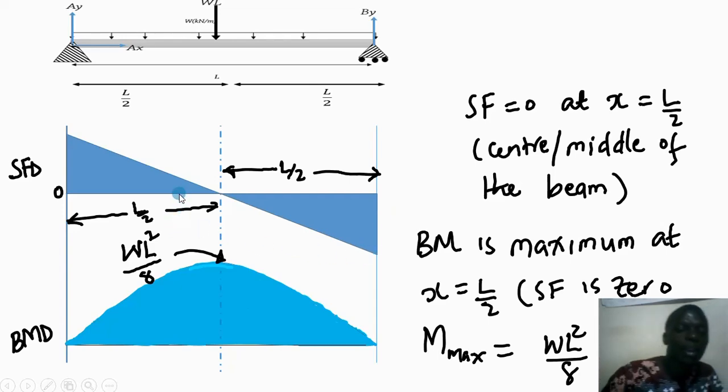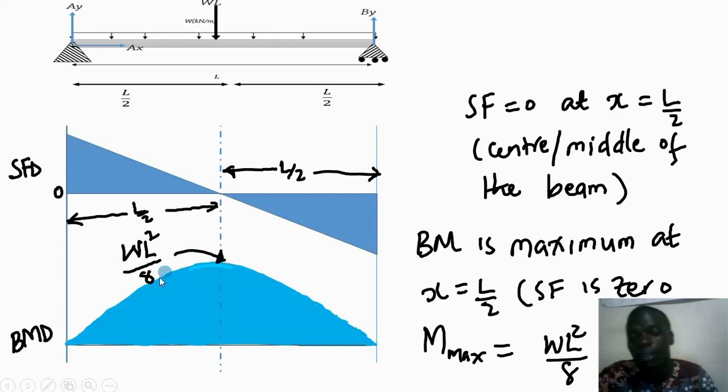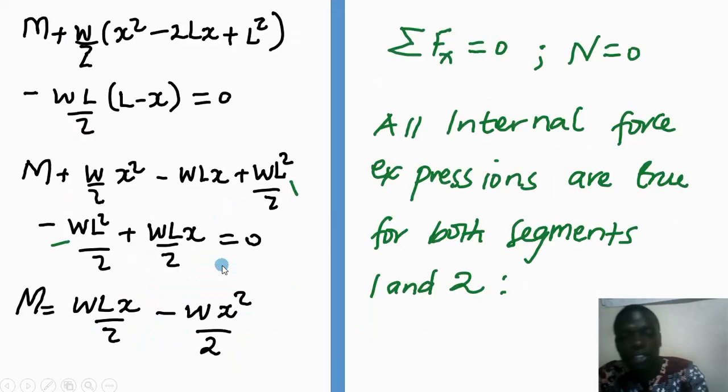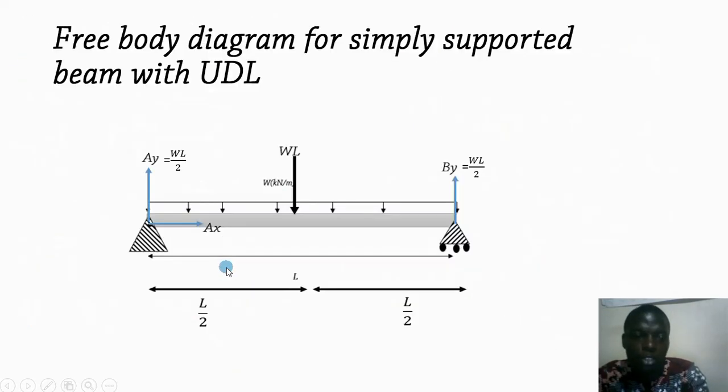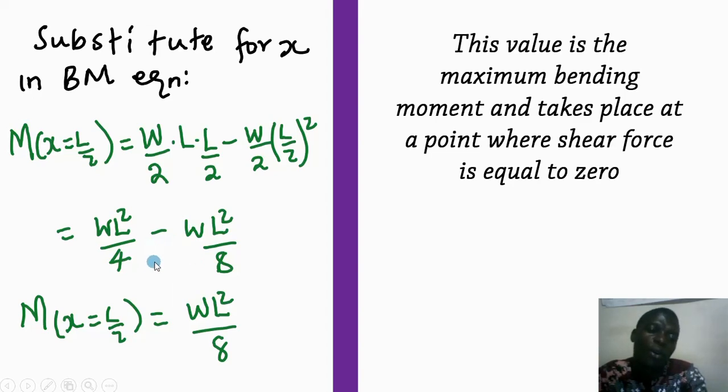Now, if we are to also plot the bending moment diagram, we know at the supports the bending moment will be 0, and also at the other support the bending moment will be 0. That is a must know. And we have also known that this loading condition has a maximum bending moment, which was already determined by substituting the value of x where the shear force is equal to 0, and we have it as wL squared out of 8.